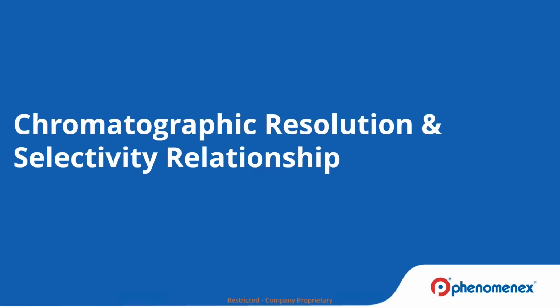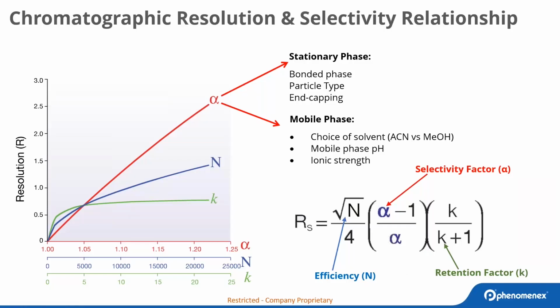So we'll jump into chromatographic resolution and selectivity relationship. Again, the purpose of chromatography is to resolve individual compounds in a sample from each other. And this is the resolution, the primary goal. So resolution is a measure of how well the two individual compounds or peaks are separated from each other. And it's calculated as the difference in retention time of the two eluting peaks divided by the average width of the two peaks at the baseline.